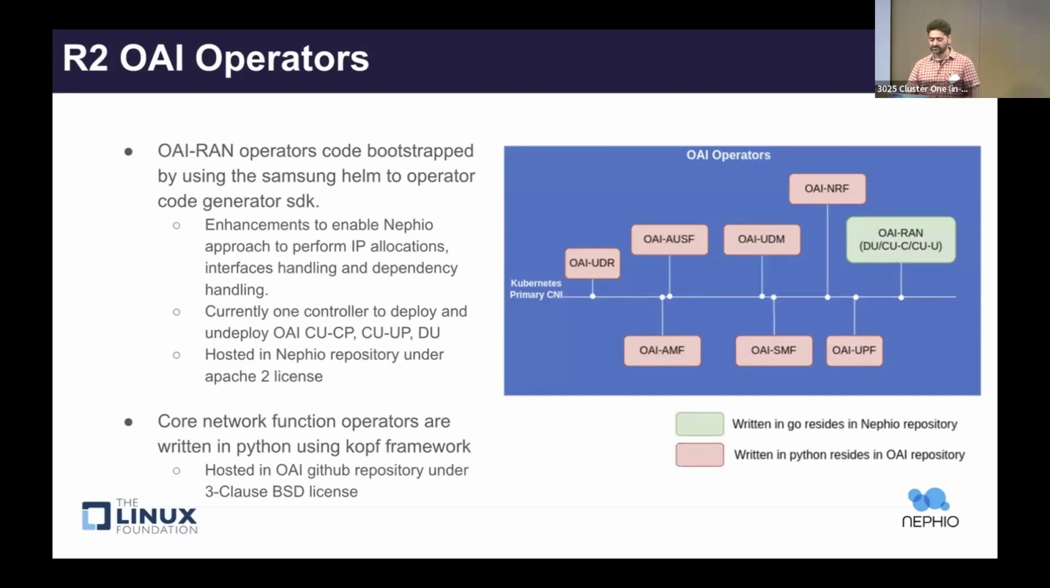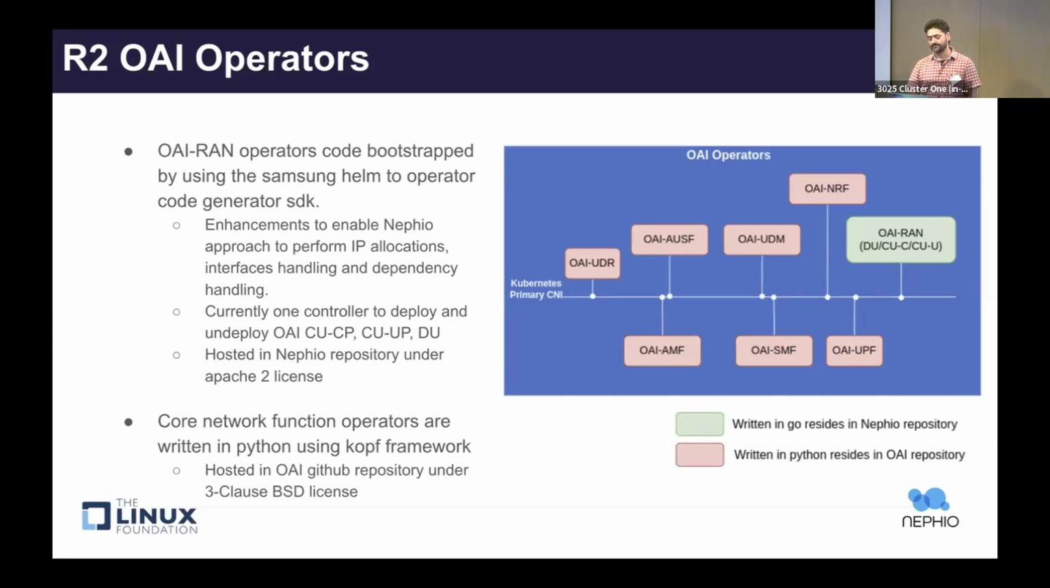Primarily, the flow starts with the operators. So the first thing that is developed is the operators for both the core and the RAN. The RAN operator is developed using an SDK. So this basically will give you an idea about how anybody can create operators for their network functions using the SDK, which is experimental at this phase, but this is a proof of concept. There is one operator created for the RAN, and the same operator deploys all the three RAN network functions.